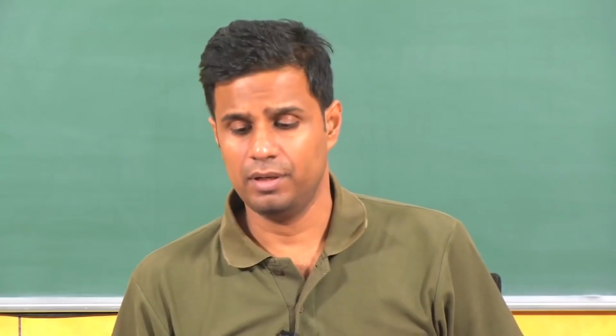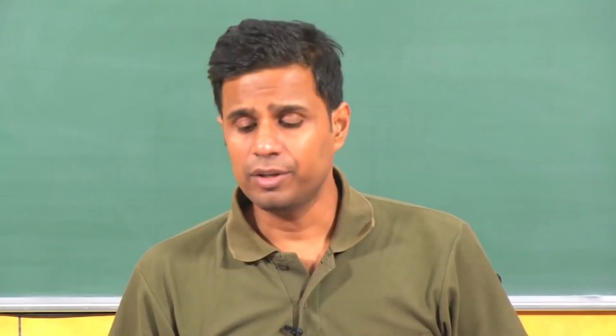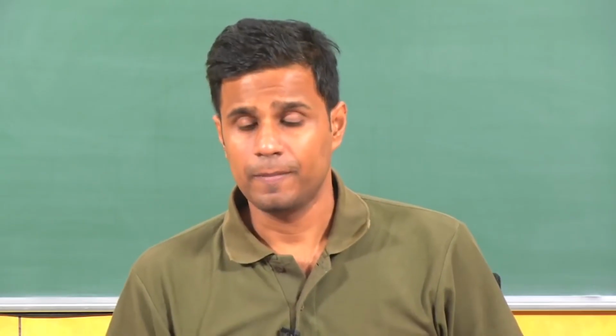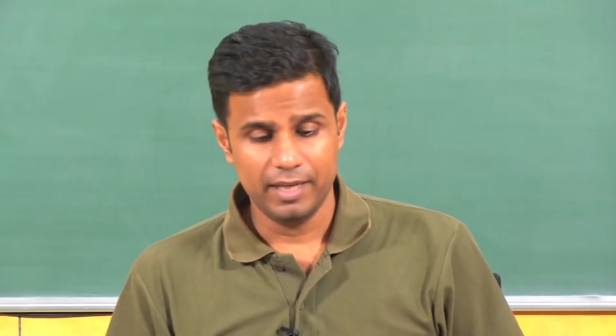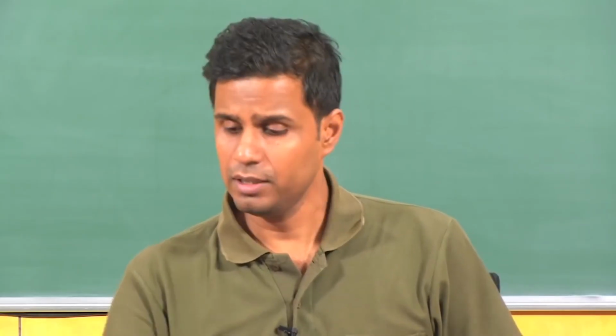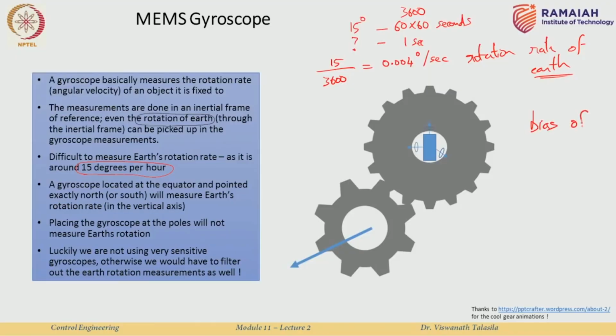Luckily our MEMS gyroscopes are not so accurate and they do not really pick up this thing, and one of the reasons why they do not pick it up is our noise component, okay. So, the actual bias of the sensors itself is usually much larger than the rotation rate of earth, and because of that your noise dominates the earth rotation signal and you can never actually see it in these relatively low cost MEMS gyroscopes.